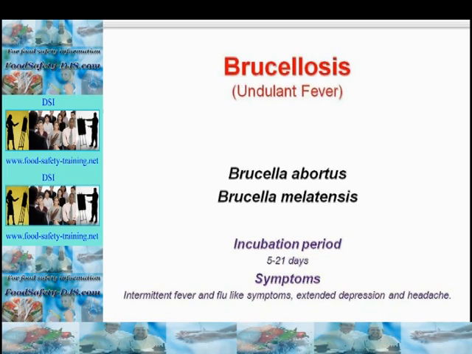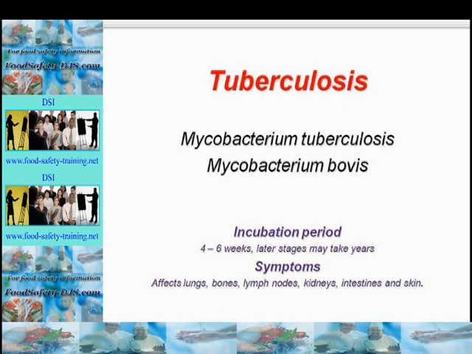Vets are particularly at risk from these bacteria, because there are two involved. TB, or tuberculosis, again, is the disease caused by the bacteria Mycobacterium tuberculosis and Mycobacterium bovis. The incubation period is 4 to 6 weeks. Later stages may take years. It affects the lungs, bones, lymph nodes, kidneys, intestines and skin. And this disease is classed as a chronic bacterial disease. Chronic means it takes a long time to develop.